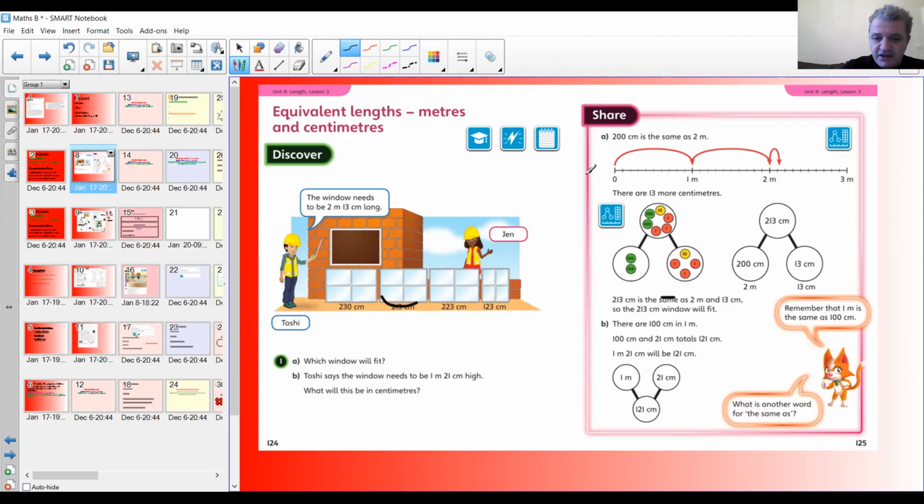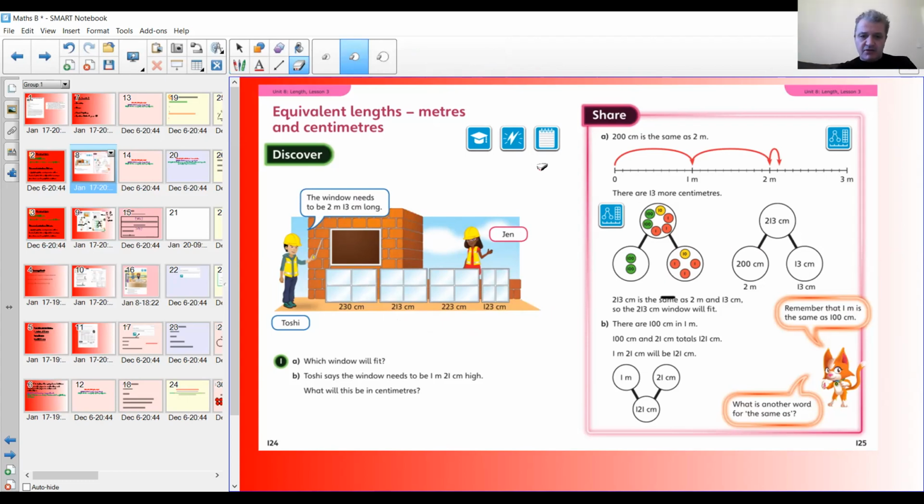The length is usually the longest length of a rectangle, but this time I think we're using heights and widths. Okay, so Toshi's measured the window and he's measured it to 2 meters 13 centimeters long. Jen's got some windows here of different measurements, and she needs to match that window to the measurement of 2 meters 13 centimeters.